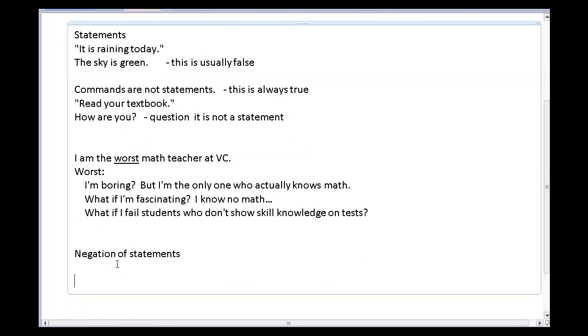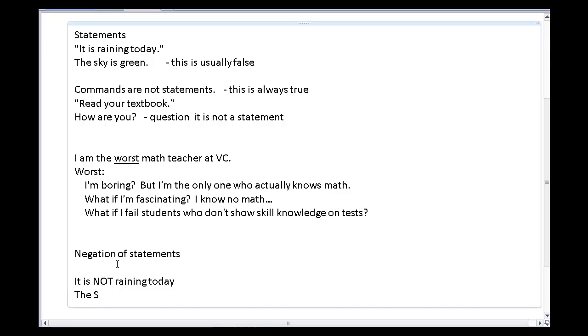All right, so to talk about negations, the negation of the statement "it is raining today" is "it is not raining today." That emphasis on "not" has been added by me. You don't have to go all capitals, but that's what's going on there. It's not raining today. The sky is not green. Commands are statements. Notice the initial sentence was "commands are not statements," so "commands are not statements" becomes "commands are statements." These are all negations of those previous statements that I've given us. So that's how you create negations.